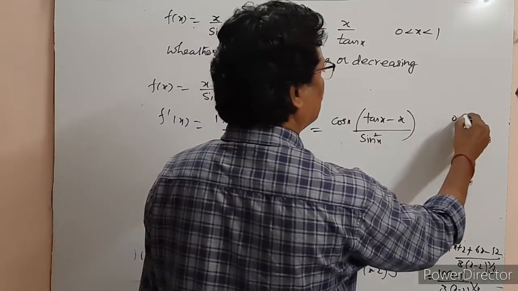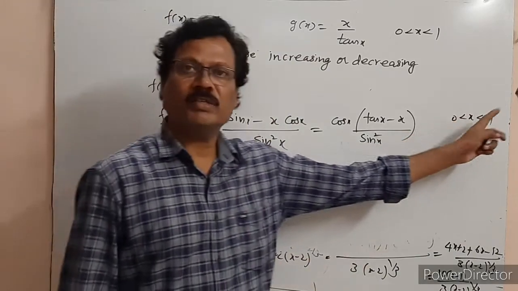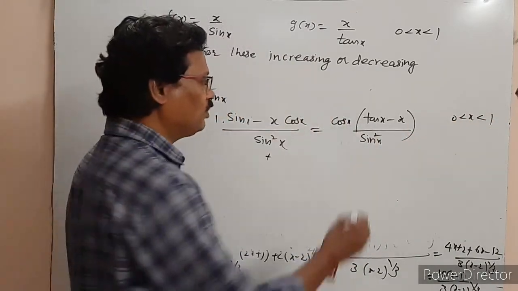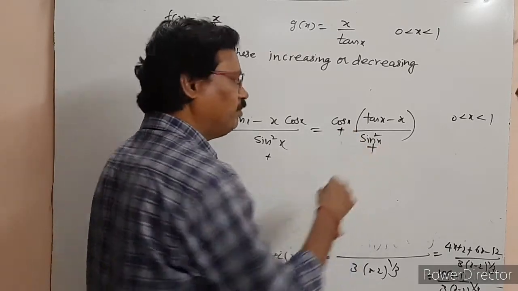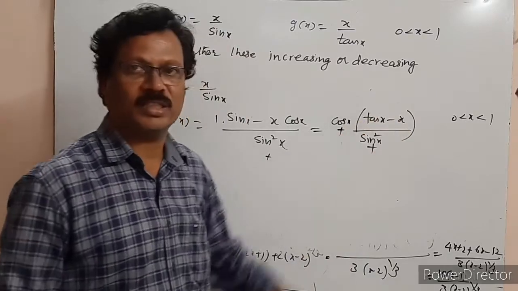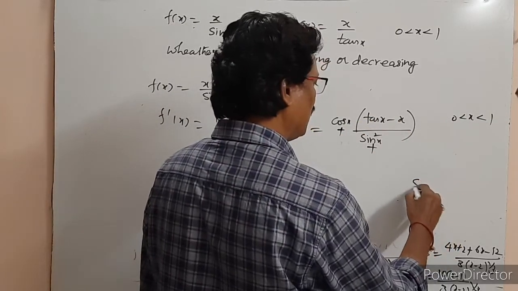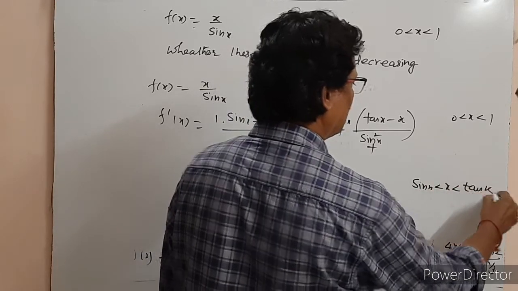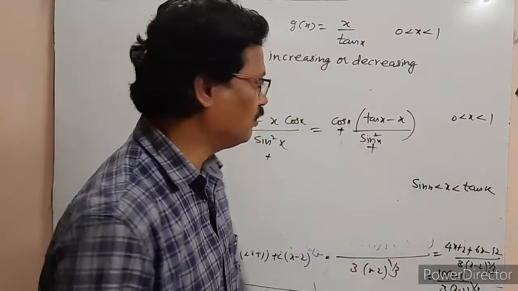Now in the interval 0 to 1, 1 is less than pi by 2 only. Therefore 0 to 1 is in the first quadrant. In the first quadrant cos x is positive and sin square is positive. What about tan x minus x? We know in 0 to pi by 2, sin x is less than tan x. Therefore tan x minus x will be a positive number.